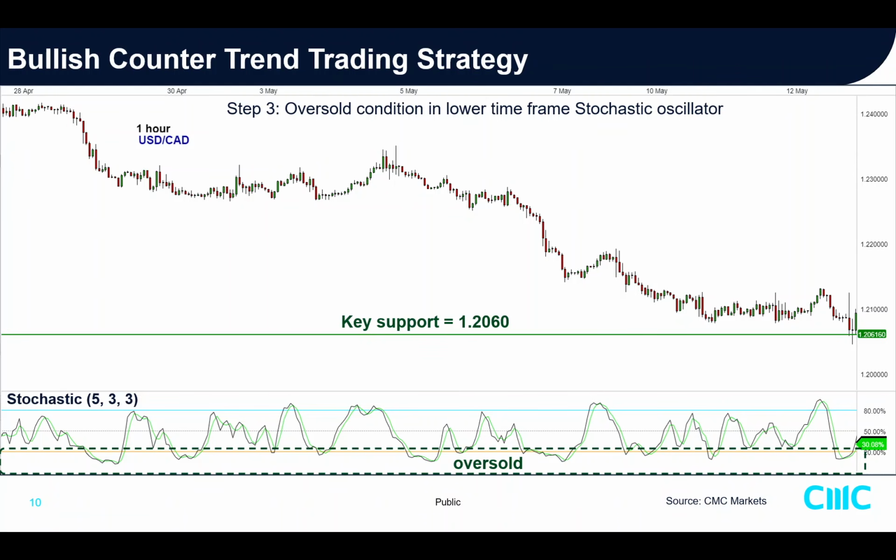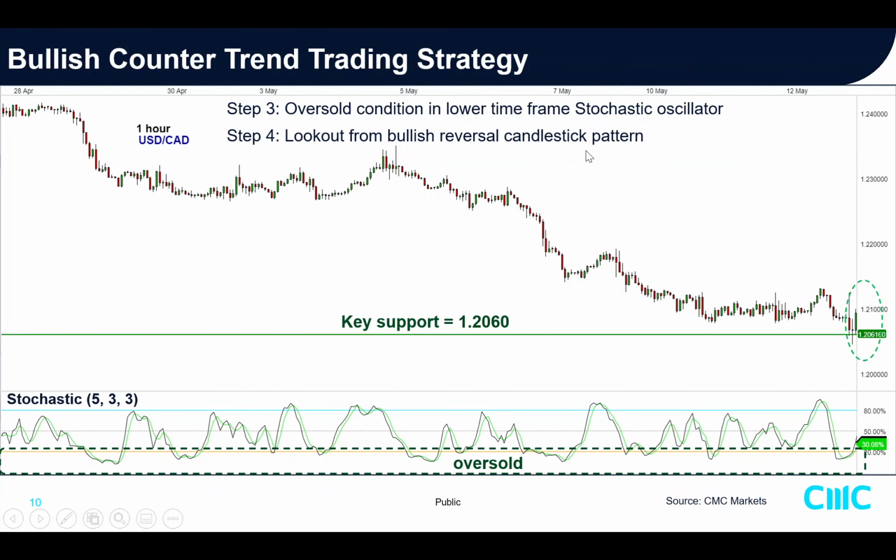Basically, in a nutshell, I want to make sure that the 1 hour stochastic has really dipped into the oversold condition. And the next step is I look out for a signal. That means I need to see a signal from the price action on the hourly chart. Is there any potential bullish pressure starting to come into the price action on the very short-term time frame, which is the 1 hour?